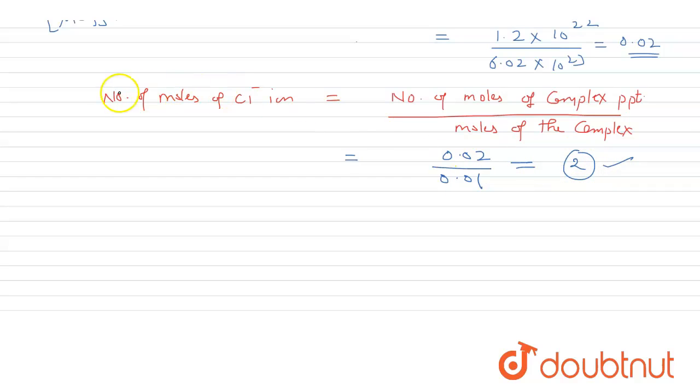So the number of moles of chloride ion that is outside the coordination pair, or present in the ionization pair, is equal to 2. So the value of n for Cl negative, the number of chloride ions outside the coordination pair, will be equal to 2.